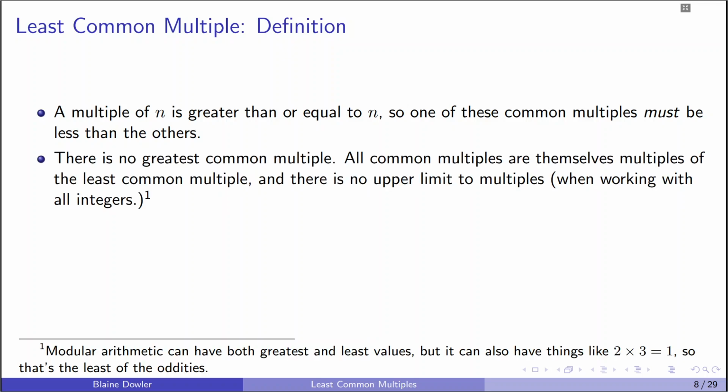There is no greatest common multiple. So all common multiples are themselves multiples of the least common multiple. But there's no upper limit when you're working with arithmetic, at least with all integers.